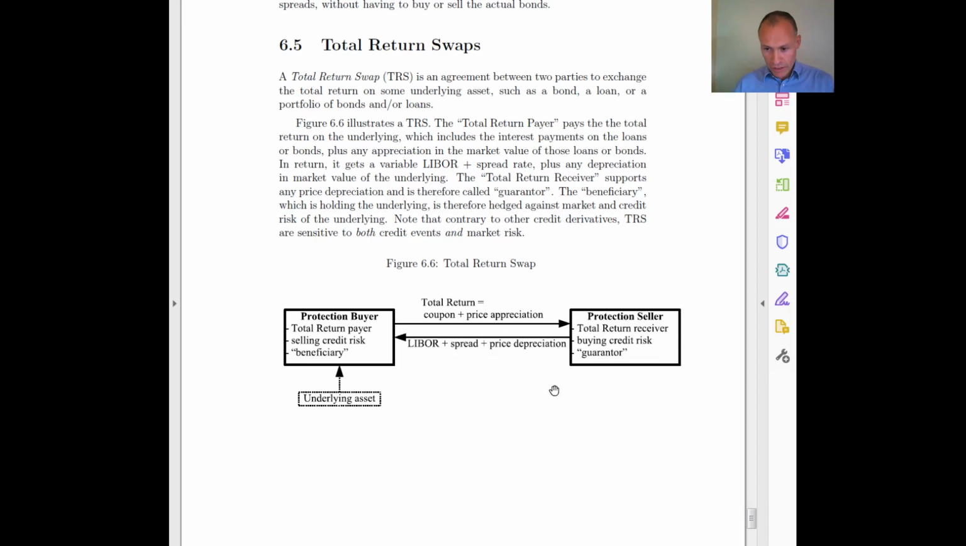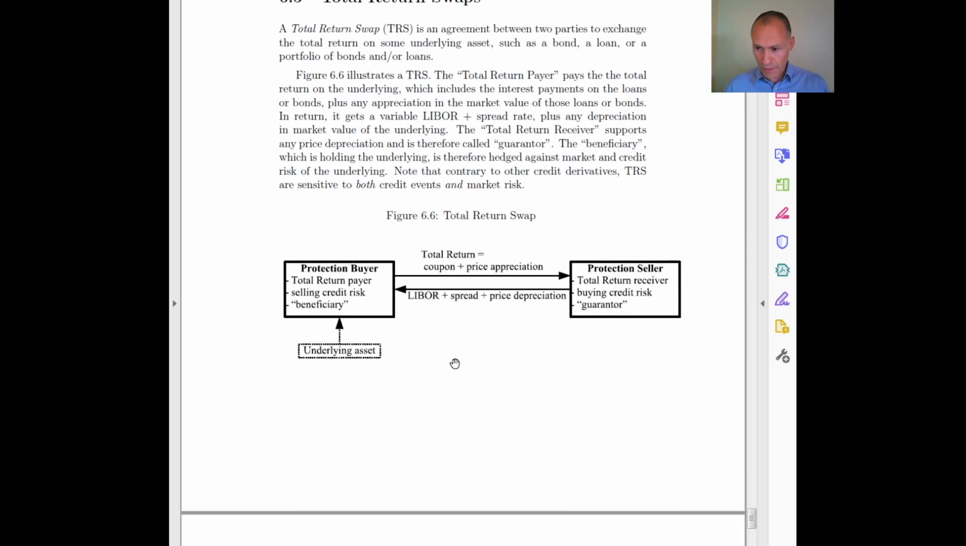So this figure here illustrates the credit derivative. We have two counterparties and an underlying asset, the same setup as in a credit default swap, but now the difference is that one side sends to the other. The protection buyer sends to the protection seller the coupon that comes from the underlying asset plus any price increase or price appreciation in the underlying asset, right?